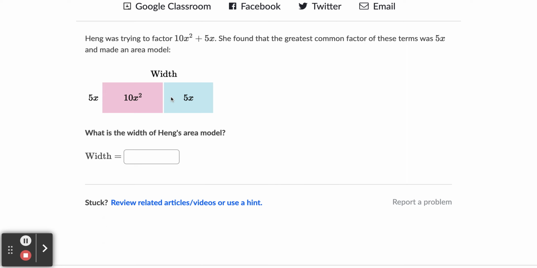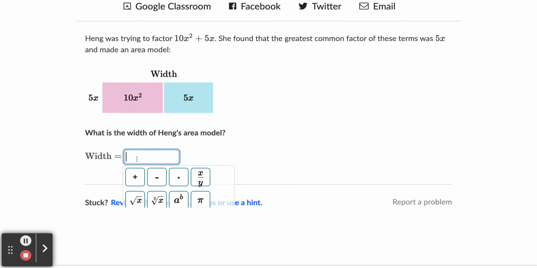This is basically a visual for your distribution, right? If I'm just looking at the area of this red rectangle, I have one side length here, which is 5x. I have to ask myself, 5x times what will give me the final area of 10x squared, right? So 5x times 2x will equal the 10x squared. Okay, so that's kind of the first part of this. You're trying to find the whole width of the big rectangle, but we're going to separate it into these two smaller rectangles.